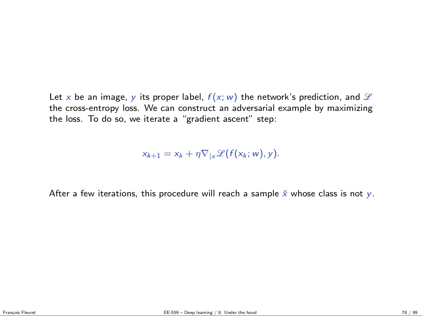So the idea is quite simple. You start with an image X, which is properly classified, so let's call X the input image and Y the proper label, F(x, w) the network prediction, and L the cross-entropy loss.